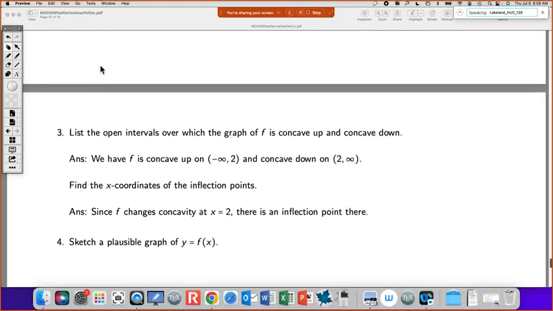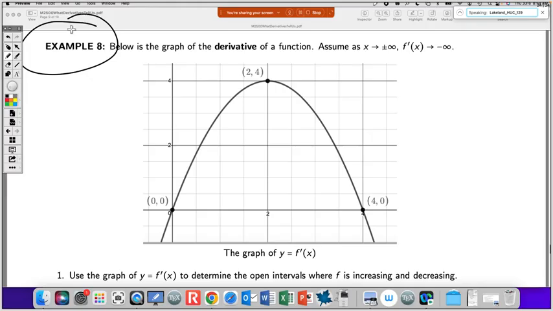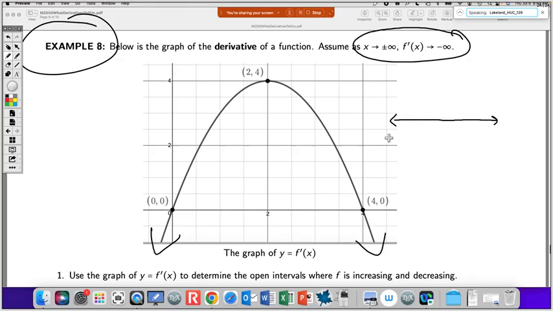All right, let's finish up here looking at example 8. Example 8 gives you the derivative of a function. It says assume as x goes to plus or minus infinity, f prime goes to minus infinity. So in other words, you can assume that there's arrows that go like that on it. So let's check it out. So this is the graph of the derivative. So the derivative is 0 at what points?